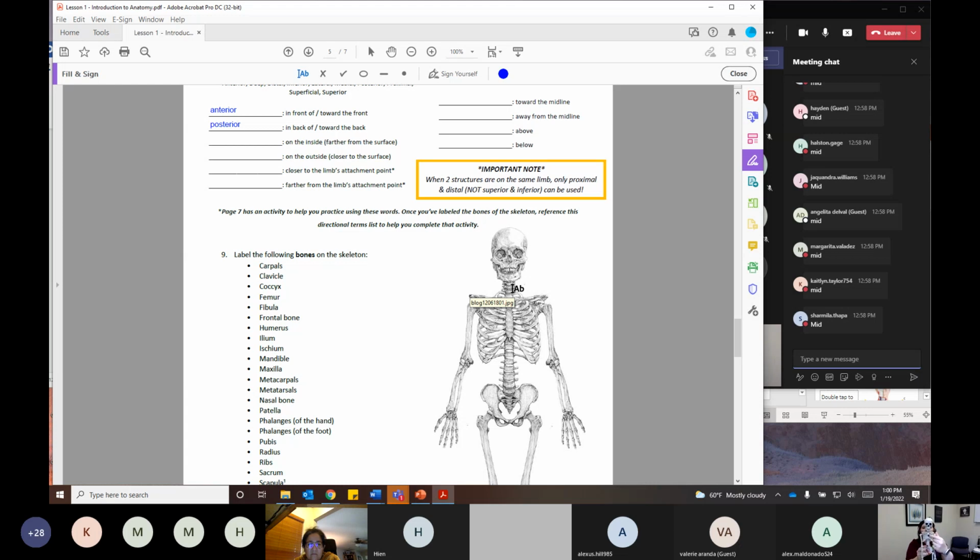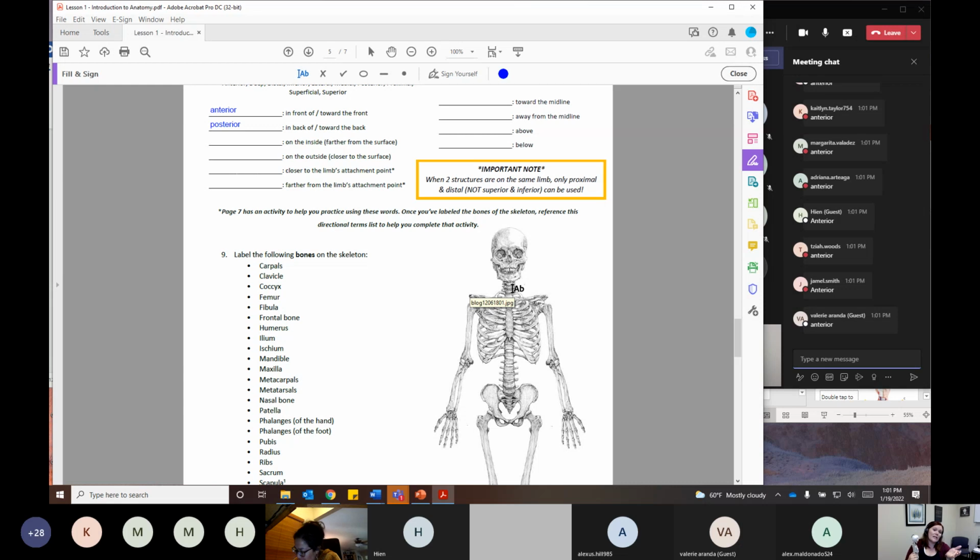Okay, so we're comparing the sternum here in the front to these bones along the back called the vertebrae. When I'm comparing the sternum to the vertebrae, I would say that the sternum is in front of the vertebrae. What's my anatomy word for in front of? The sternum is... exactly, the sternum is anterior to the vertebrae. Absolutely. The sternum is in front of the vertebrae that are on the back.